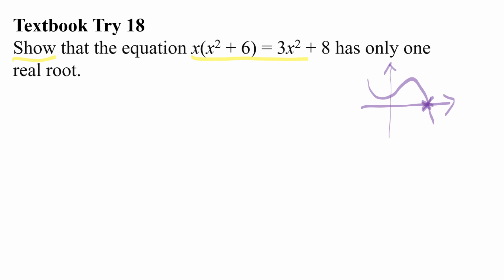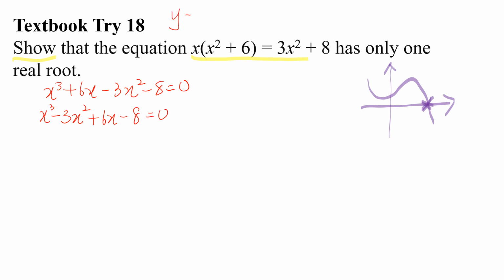All right, let's get on to our question. Let's expand this one first. So x cubed plus 6x minus 3x squared minus 8 equals to 0. Rearrange it in ax cubed followed by bx squared followed by cx followed by d, because the general form of a cubic polynomial is ax cubed plus bx squared plus cx plus d.